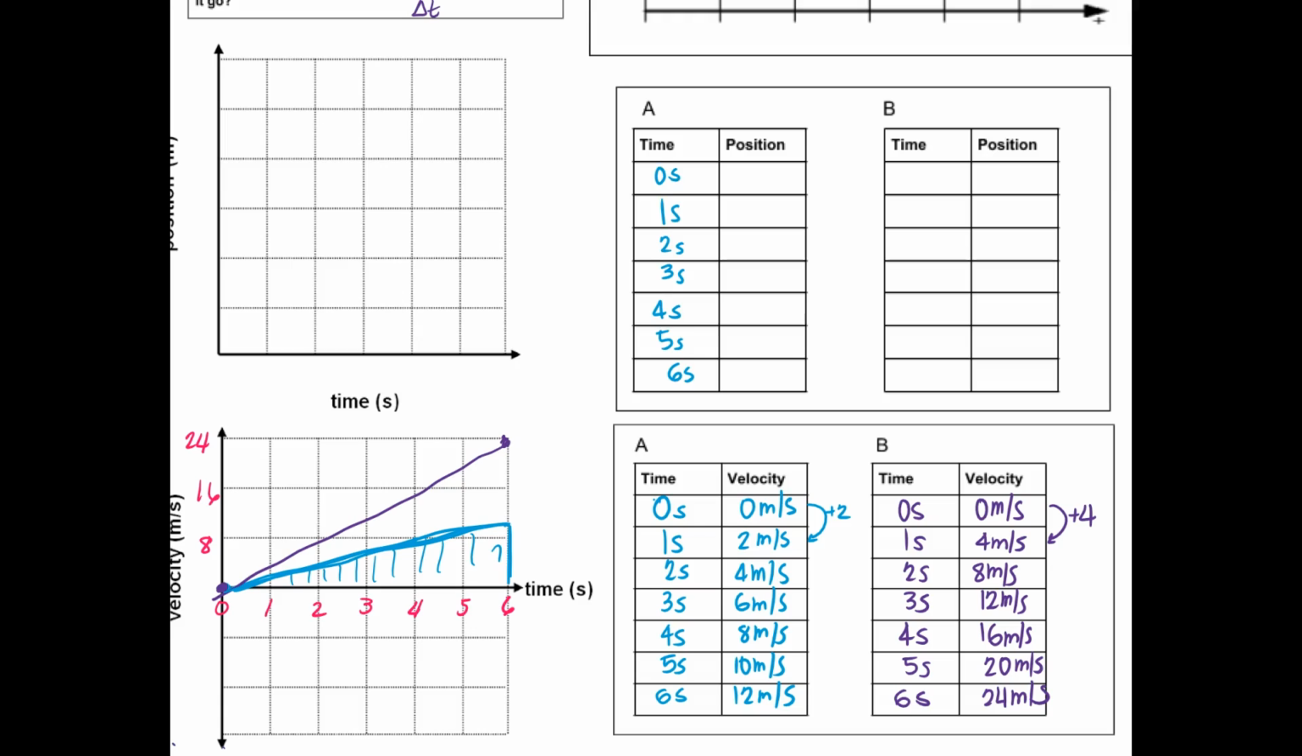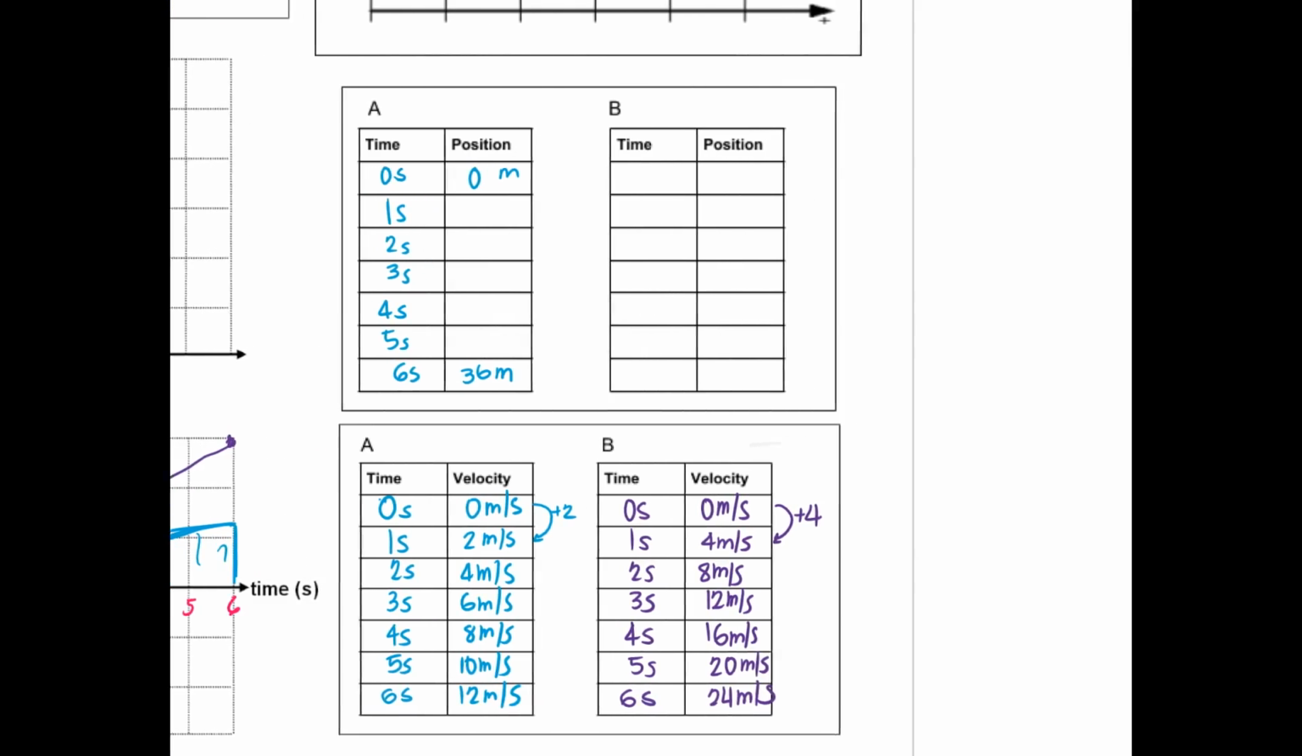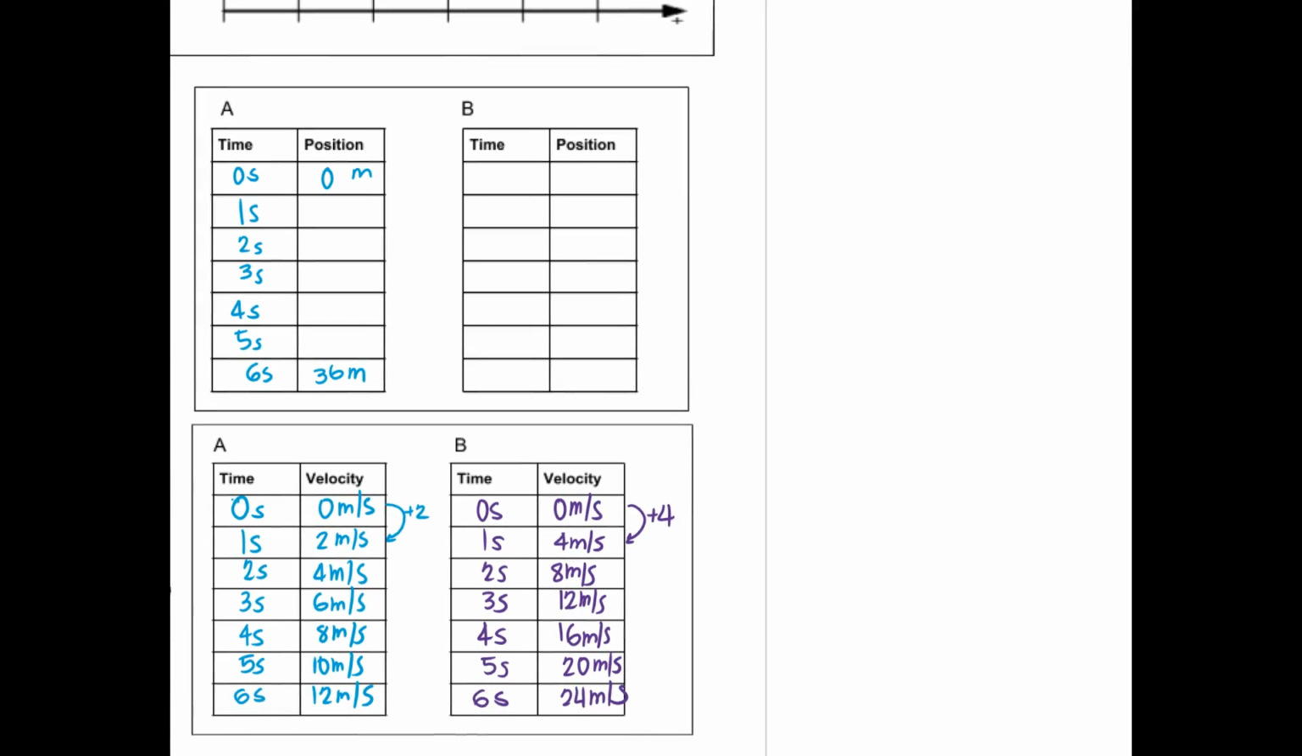To fill out the position for A, I'm going to use a displacement, which is we started at 0 seconds, and 0 meters. And we will always start at 0 unless the problem tells us that we're not. So 0 meters. And we calculate the displacement to be 36 meters.